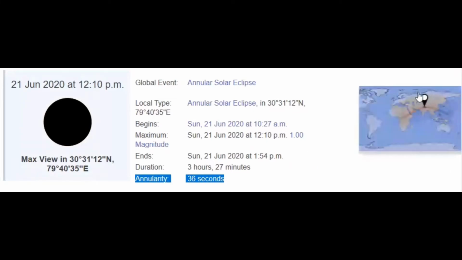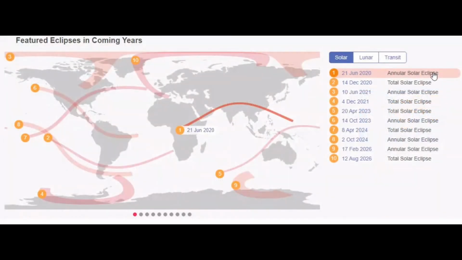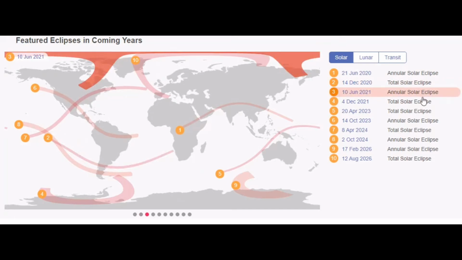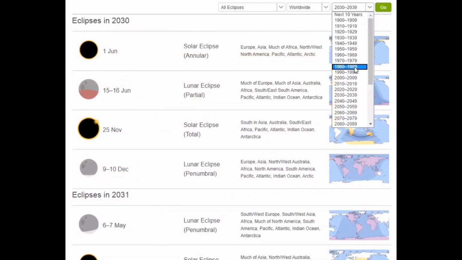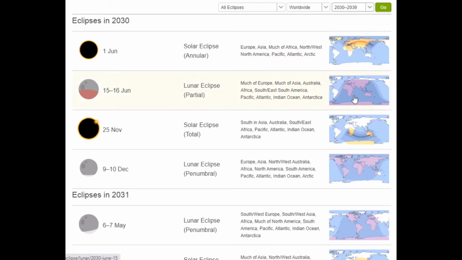So that's how long people in India could view or experience the maximum annular solar eclipse. This 21st June 2020 eclipse is considered to be a rare solstice eclipse because in many other time zones, this eclipse happens on the same day as the June solstice. On the right side of this video, you can see the upcoming 10 solar eclipses, and none of them would occur on the same June 21st.